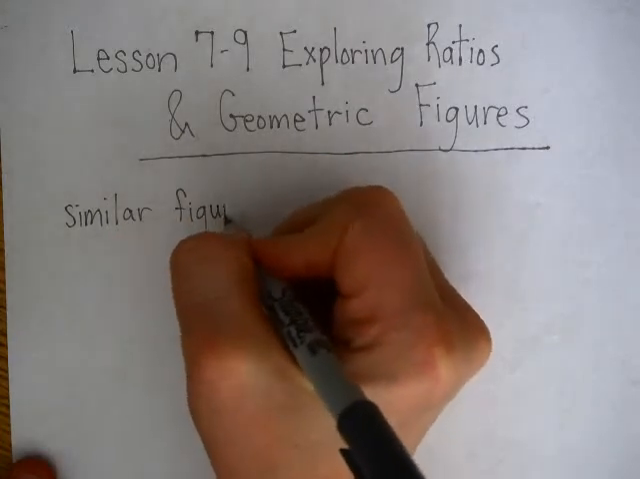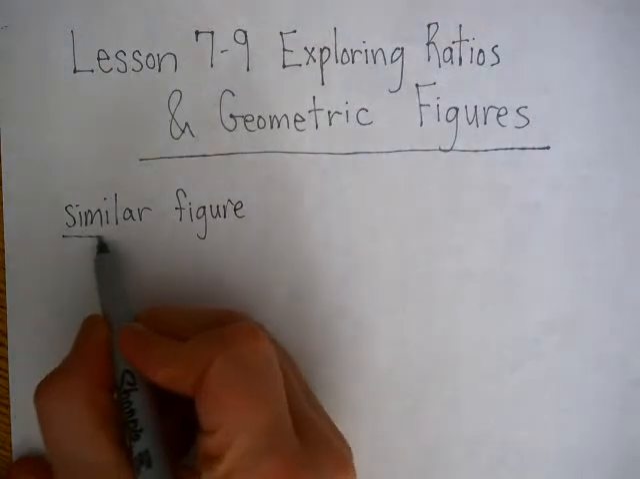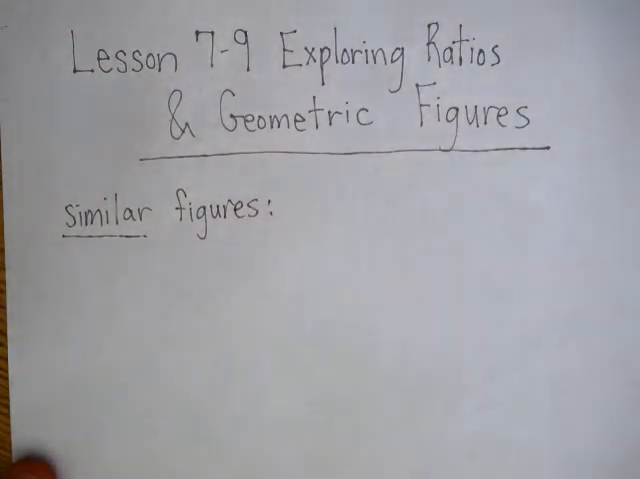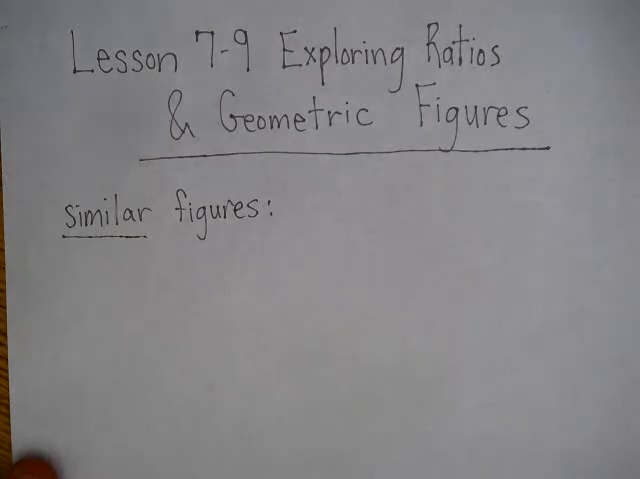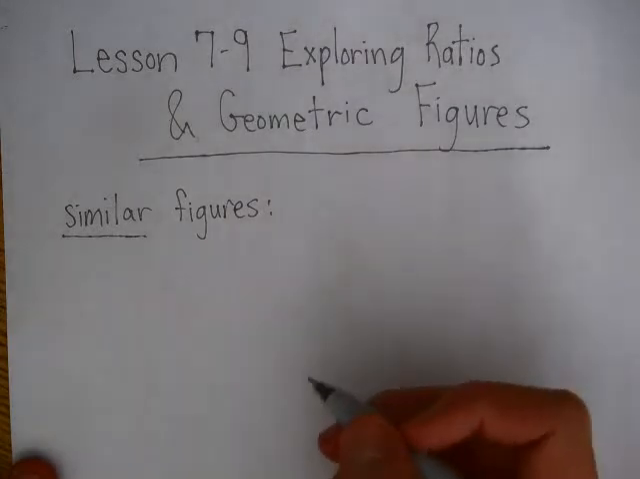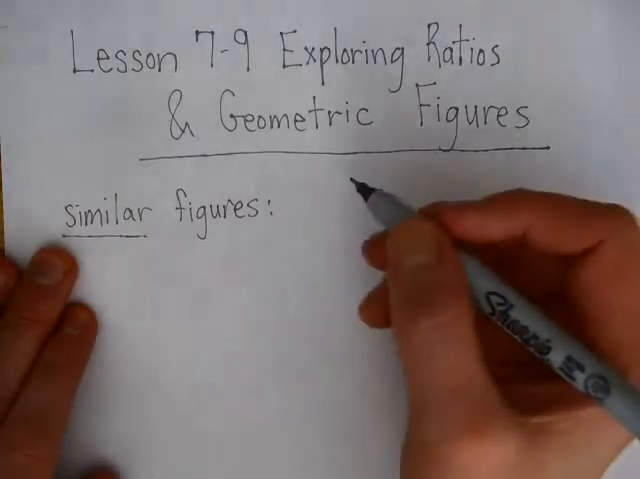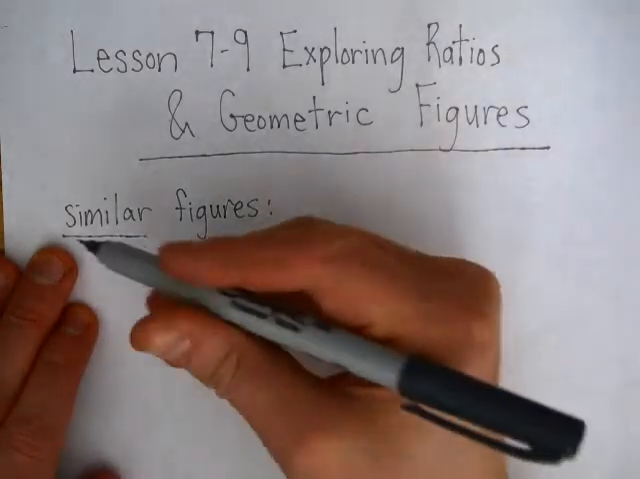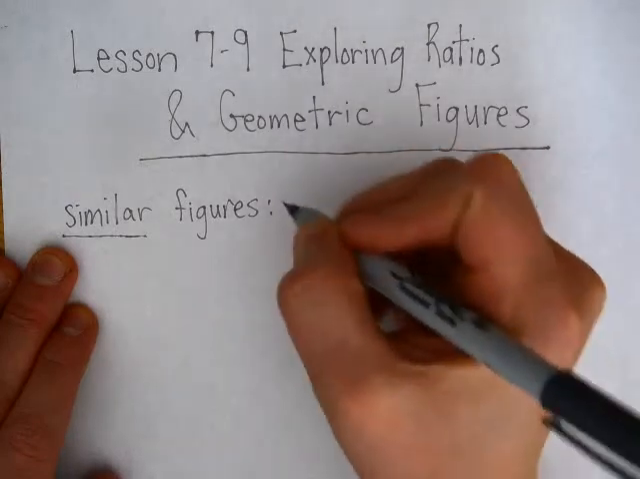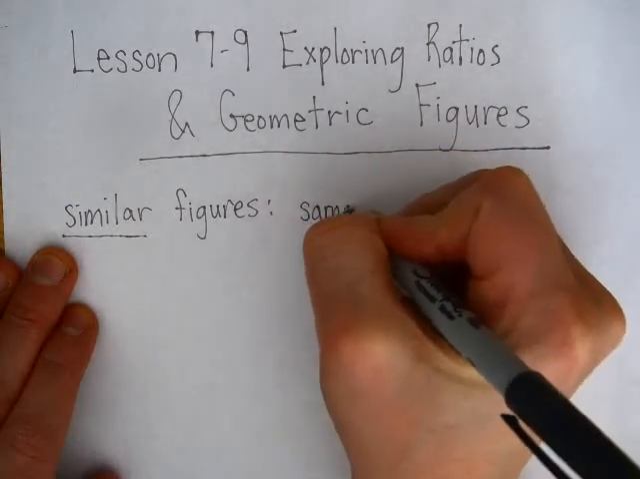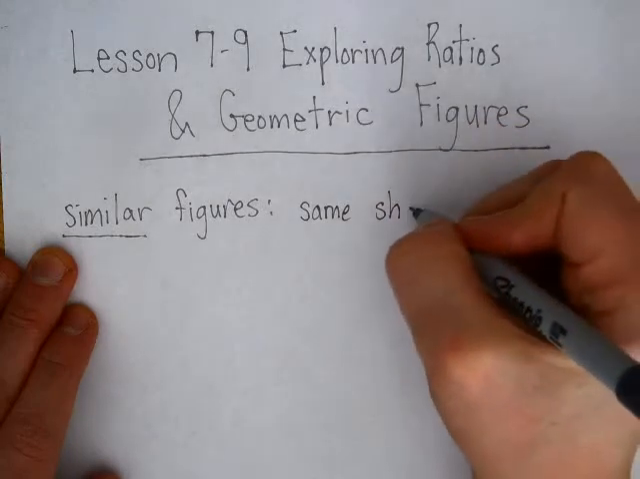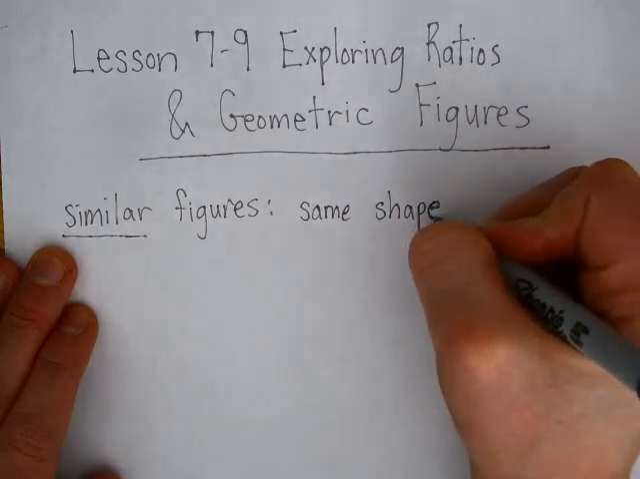Now, this use of the word similar is different than how we usually use it in our everyday speech. We might say that this pencil is similar to that pencil, meaning it's almost the same. In math, similar figures means something very specific, as most math language does. Similar figures are figures that have the same shape. Okay, so they have the same shape, but they don't necessarily have the same size.